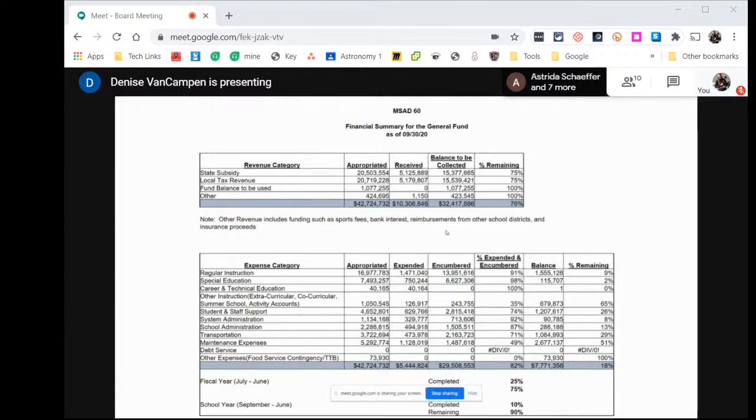For example, in regular instruction, we've expended $1,471,000, but we've encumbered $13,951,000. That's largely for teaching salaries and ed tech salaries. Special education, similarly, most of the expenses are salaries. So again, you can take a look through this. If you have questions, I'm happy to answer, and it doesn't have to be tonight. You can certainly email me at any time.